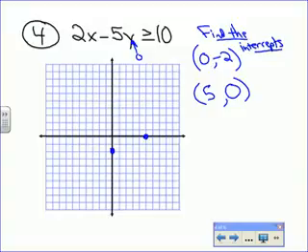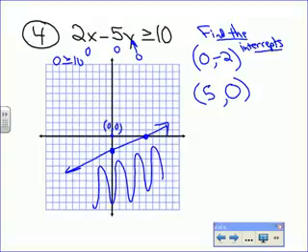And that's going to be what kind of line? Solid. What does it mean again when it's solid? That it can be on the line. Yes, you could be on the line. If I were to pick a point on the line, it would work. And then I put a little test point. Let's test 0, 0. If I put in 0, 0, is 0 greater than or equal to 10? No, so our test point doesn't work, so I shade the other side. Okay.